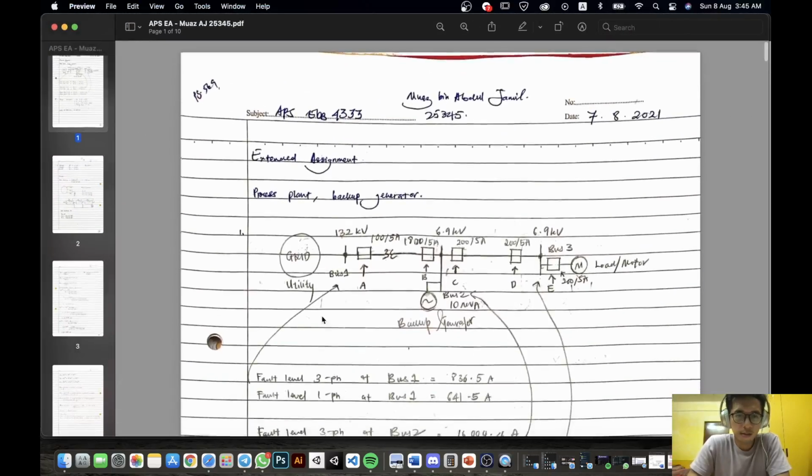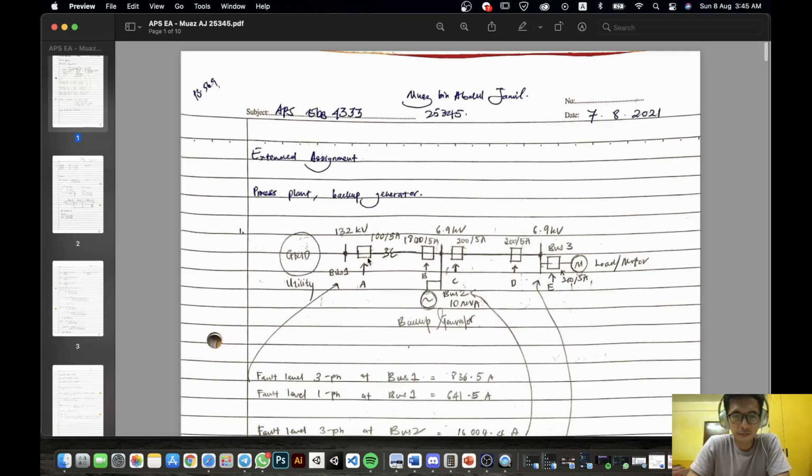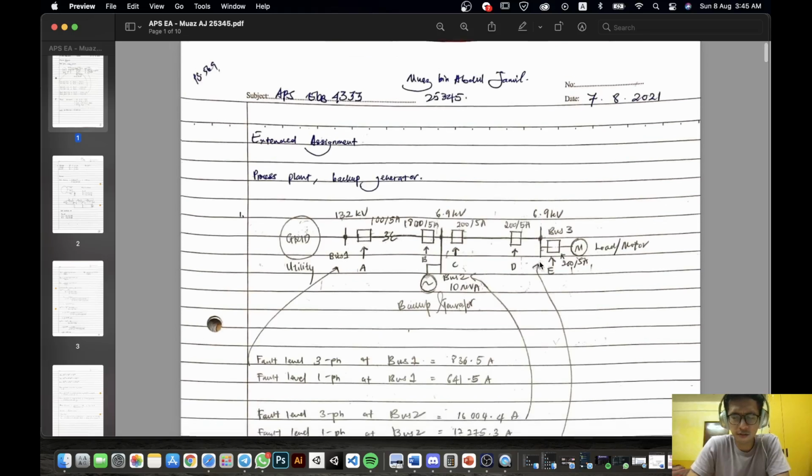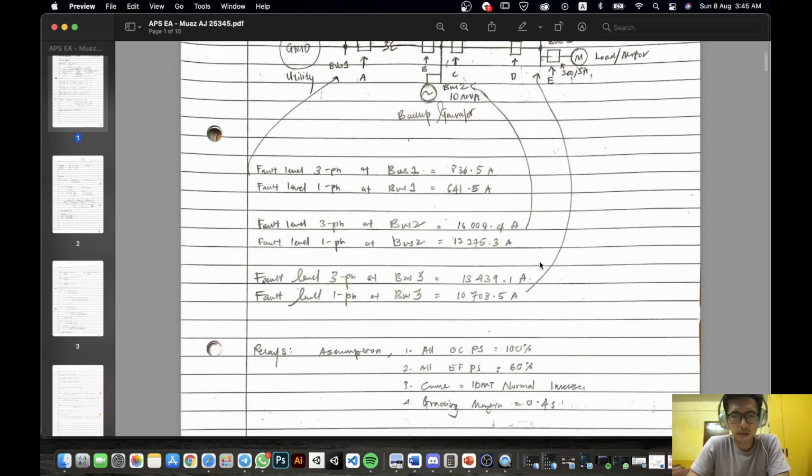It starts from the utility and moves on to the transformer, which steps down 132 kilovolt to 6.9 kilovolt for the application. Then we have the backup generator of 10 MVA capacity and 6.9 kilovolt nominal voltage, and the transmission line goes to bus number 3 that has the load or motor. Across the line we have the relays for question number 3 later, and these are the assumptions made below.